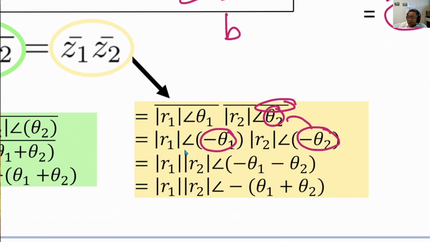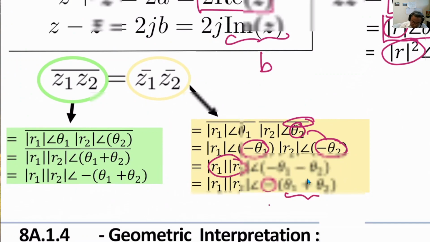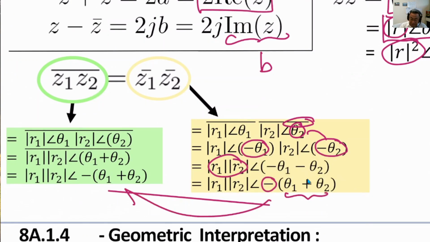We now can multiply. R1 multiplied by R2, the modulus multiplies. The angle adds: minus theta 1 adding with minus theta 2 is minus theta 1 minus theta 2. We bring the minus sign out, and then we have this. And this is exactly the same as this on the green side. And we see that Z1 Z2 bar is equal to Z1 bar times Z2 bar.